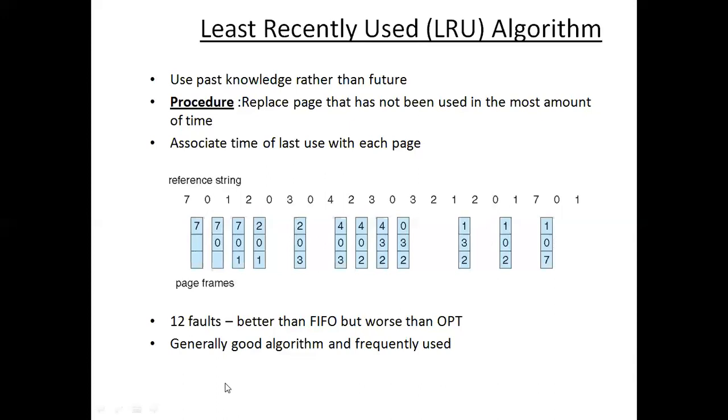So you can state it is better than FIFO, but worse than optimal, because FIFO has 15, optimal 9, and least recently used 12, right? So it's somewhere in between FIFO and OPT. It is a generally good and frequently used algorithm. They say this is one of the best and most frequently used page replacement algorithms. Okay, so these are the 3 main algorithms that you have to understand in page replacement.